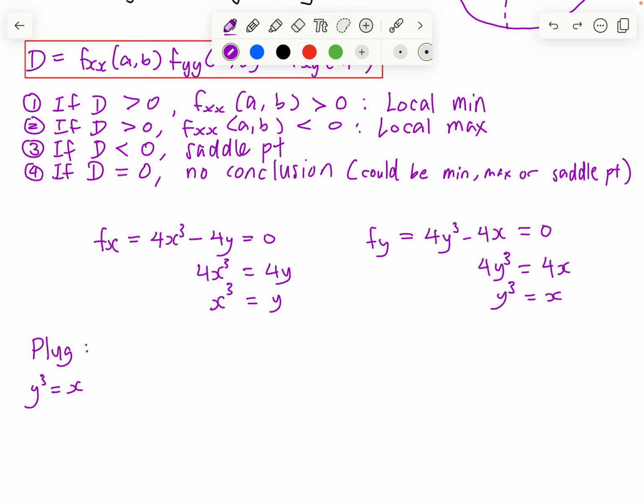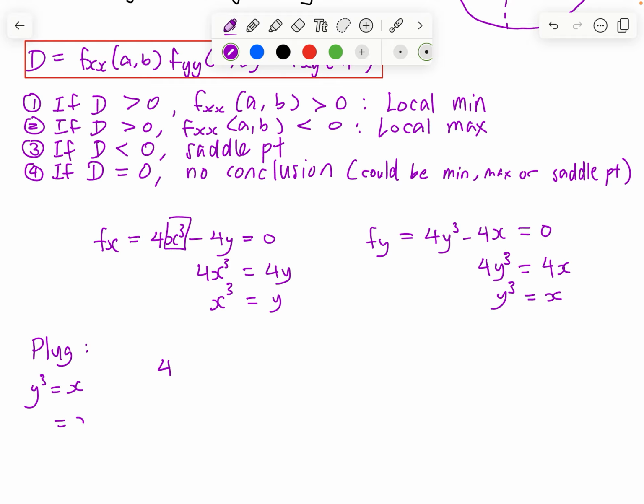If I plug it into f_x, I want everything to be in terms of y, for example. I can potentially say, okay, so y cubed.